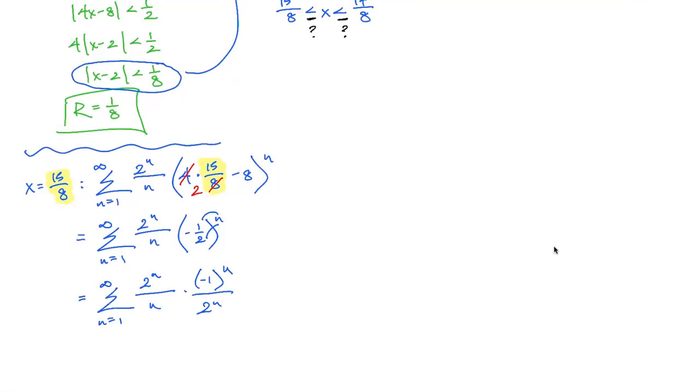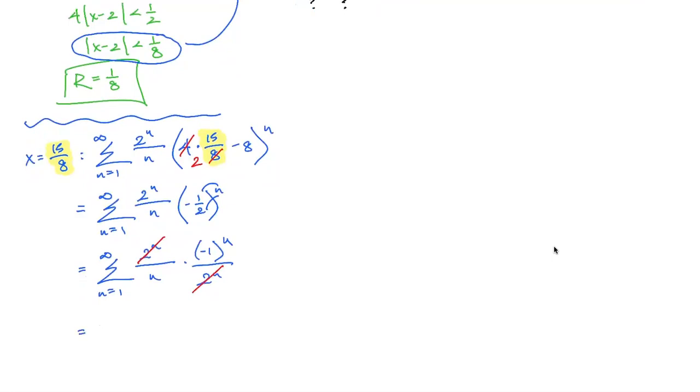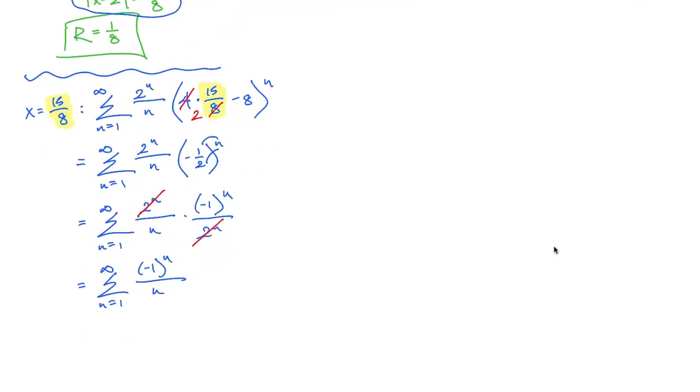And the reason why I did that is because I saw this 2 to the n in my beginning term, and now I can cancel those out. Okay, and this gives me negative 1 to the n over n. Now this, from our work in the last week and a half, we know this is an alternating series, but specifically we know it's an alternating harmonic series, and that is convergent. So we can do the alternating series test and find out that it is convergent.